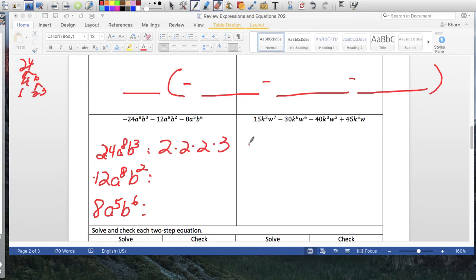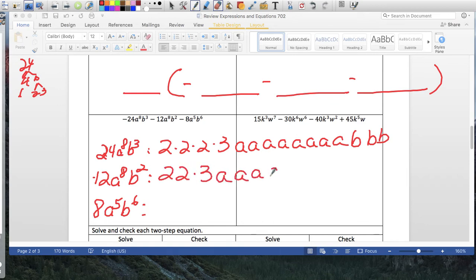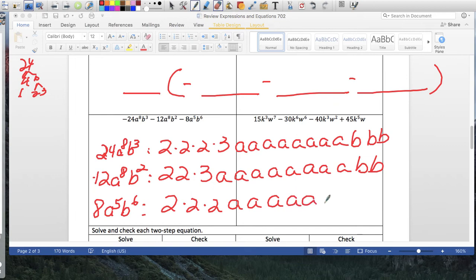I got 8 A's. 1, 2, 3, 4, 5, 6, 7, 8, and b^3. 1, 2, 3. 12 is 3 times 4, or 2 times 2 times 3. And again, 1, 2, 3, 4, 5, 6, 7, 8. 2 B's. 8 is 2 times 4, or 2 times 2 times 2. And 1, 2, 3, 4, 5. 1, 2, 3, 4, 5, 6. Yikes. Okay, so we can do it this method.